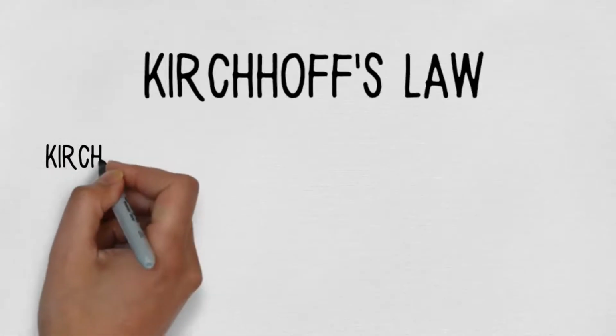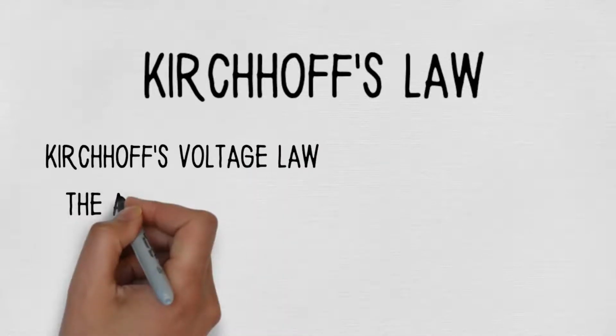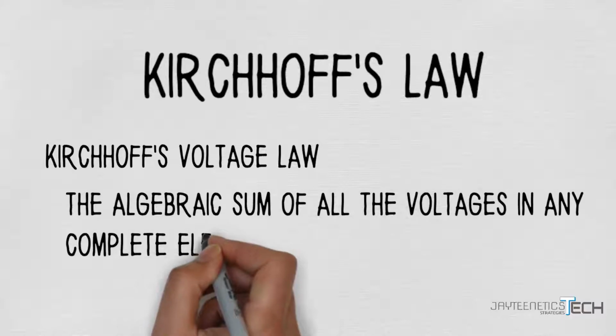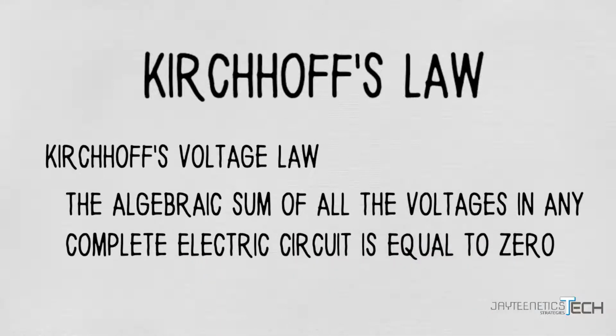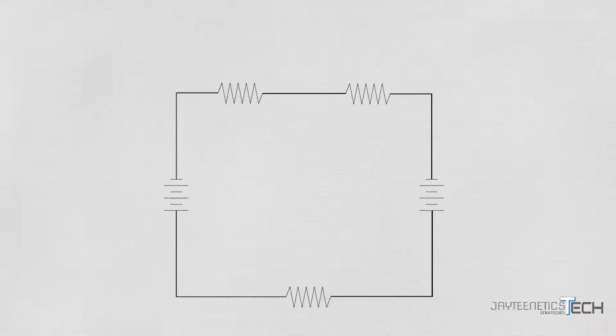Our topic for today is about Kirchhoff's voltage law. Kirchhoff's voltage law states that the algebraic sum of all the voltages in any complete electrical circuit is equal to zero. What does it mean? Let us use this circuit as an example to elaborate what the law says.